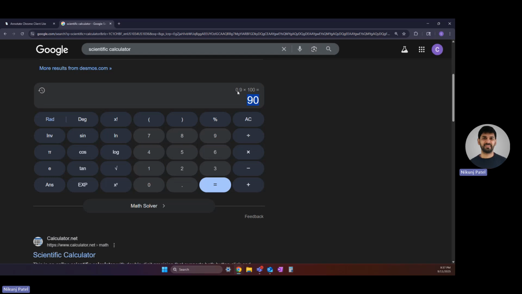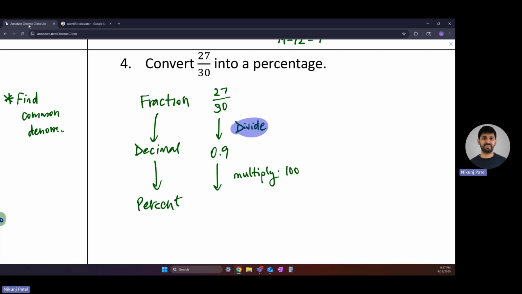You could already probably figure that out by the 0.9. But in case it's another type of decimal that has more complicated values in it, you can always safely multiply by 100 no matter what. So in this case, we get 90%, and there's your answer.